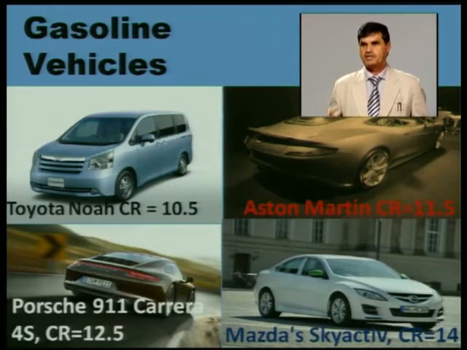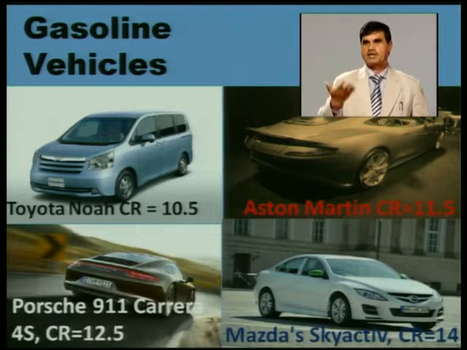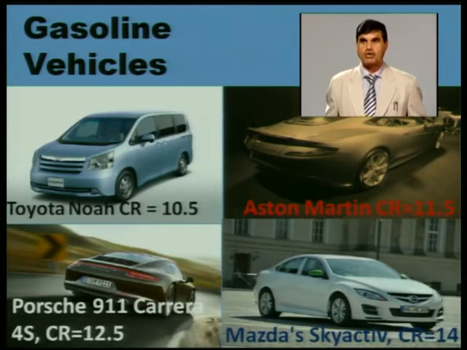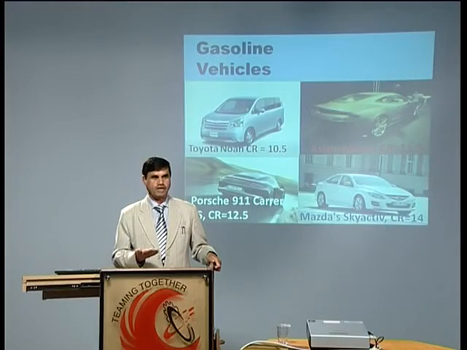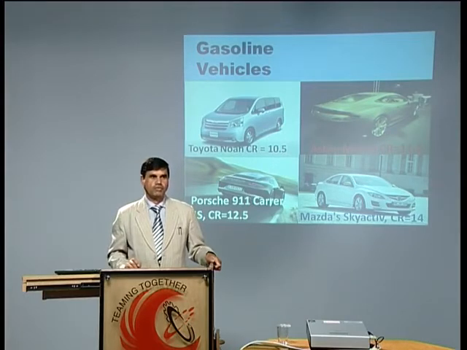Another vehicle you can see here is the Aston Martin, where the compression ratio is 11.5. Then another car, the German Porsche, has a compression ratio of 12.5. The output of this car is around 400 horsepower. It has a very large size engine, 4-stroke, with an output of 400 horsepower. Normally the cars which we use have an output of 35, 40, 45 or 50 kilowatts, but here the output is 400 horsepower.